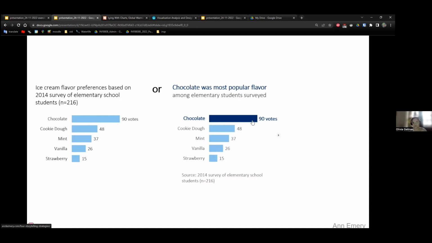So here we're using saturation to bring out chocolate, and in the title that we give, in the conclusion that we can bring out from here, chocolate is the most popular among the students who were in the analysis.